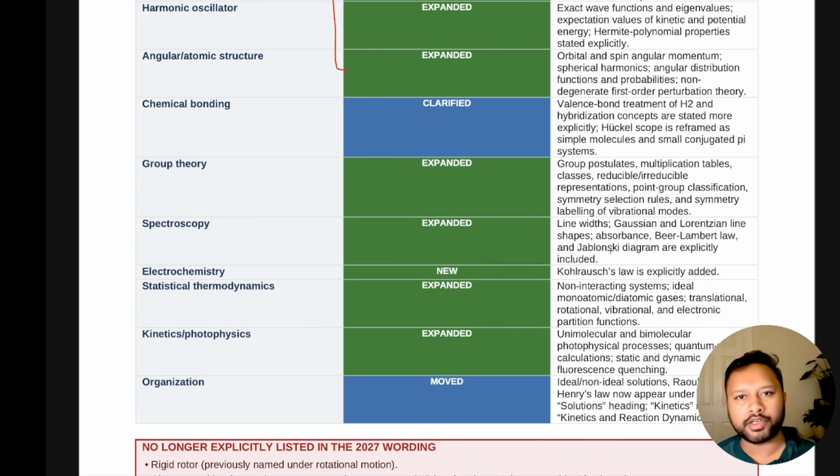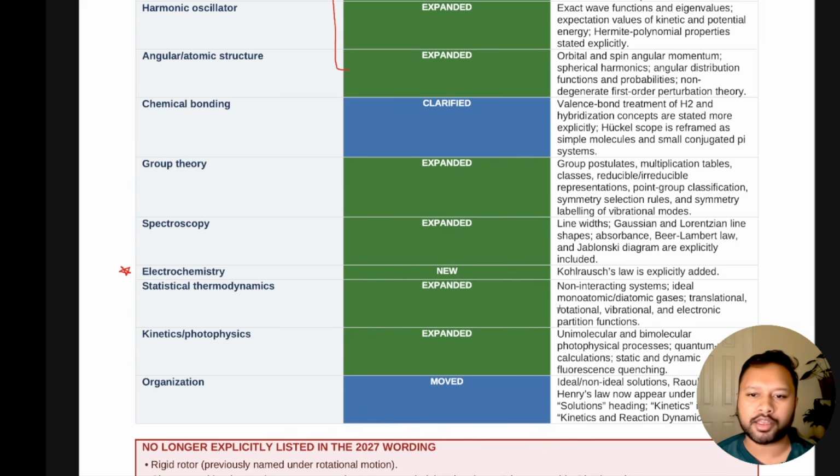These things were not mentioned in the previous syllabus, but now they are mentioned explicitly. What is new over here is in electrochemistry, a new topic is added, that is Kohlrausch law. Now, Kohlrausch law you already study when you prepare for electrochemistry, but this time they have mentioned it properly. So now you can expect questions directly from Kohlrausch law.